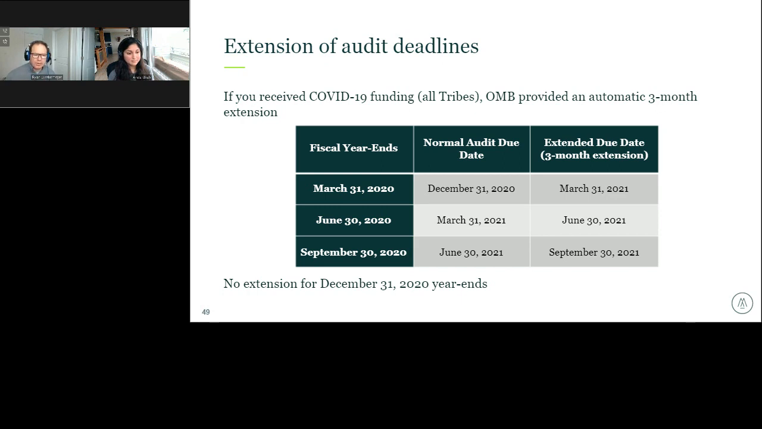So if we look through here, I think the most important thing is that we're simply adding 3 months to the original audit extensions. But the big key here is if you have a December 31st, 2020 year end, you have no extensions. It is going to stick to that 9-month requirement. Your audit is due 9/30/2021. So that's really unfortunate, but all these other fiscal year ends provide a bit more relief.